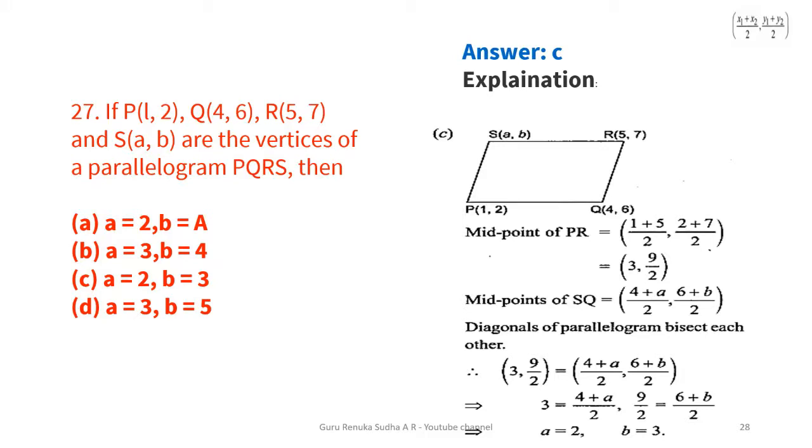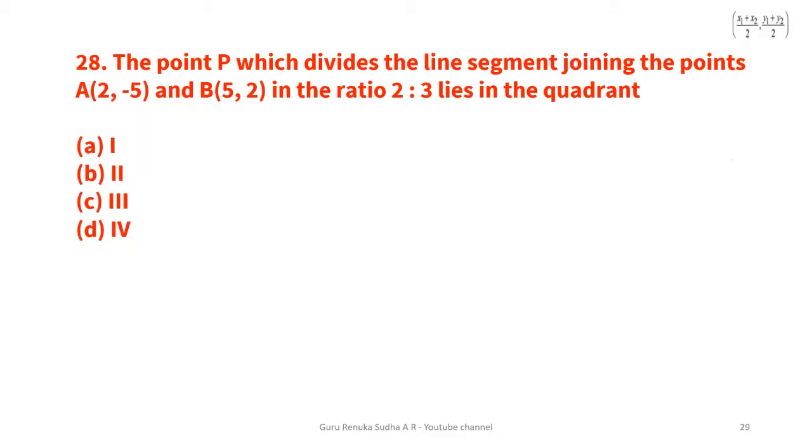28th question. The point P which divides the line segment joining the points A and B in the ratio 2:3 lies in the quadrant. In which quadrant?